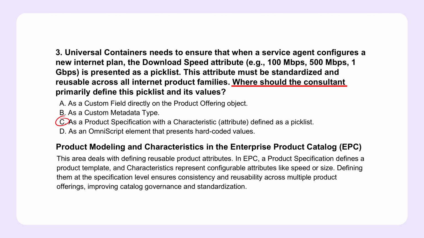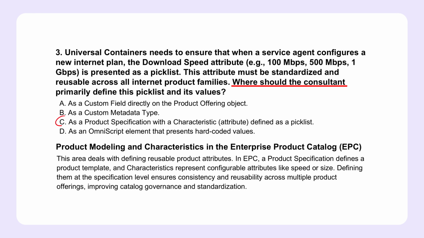Why is the specification the source of truth? Why not just define it on each individual product offering? Because the specification is the blueprint. It's the template. By defining download speed there on the spec, when you later create multiple different product offerings, like a Fiber Pro plan and a small business internet plan, they both inherit that standardized characteristic.